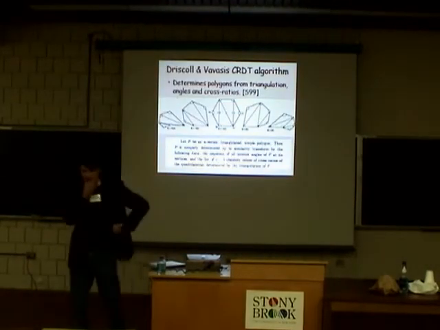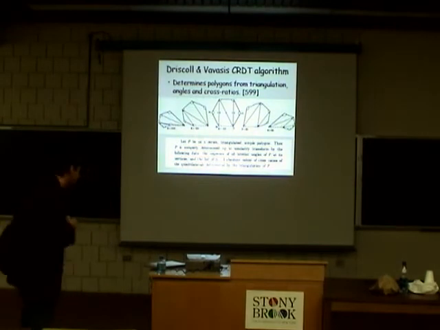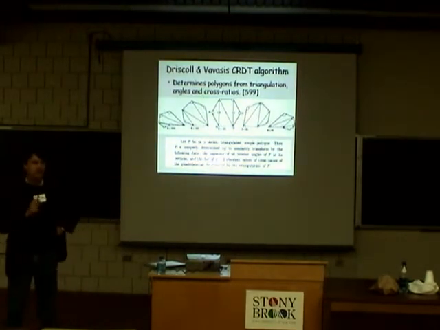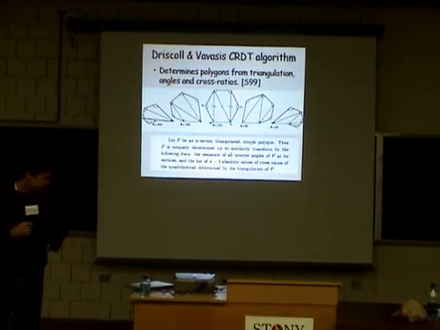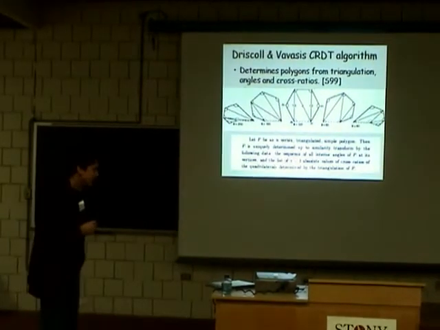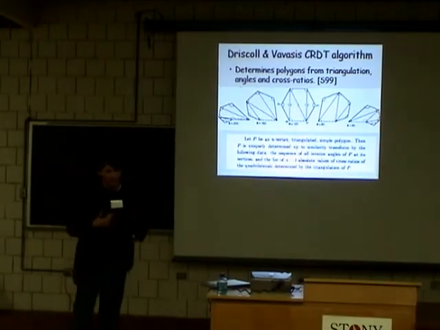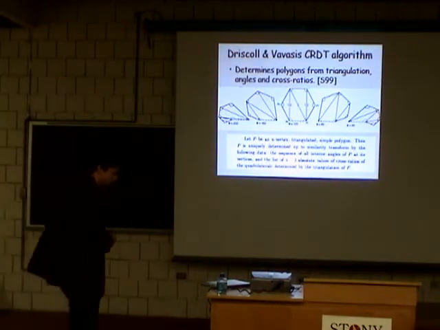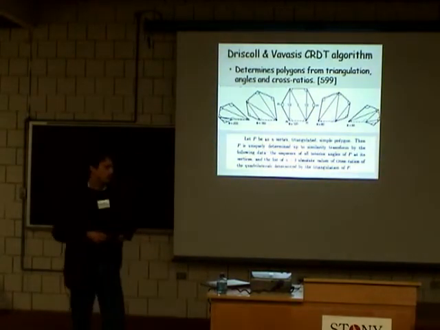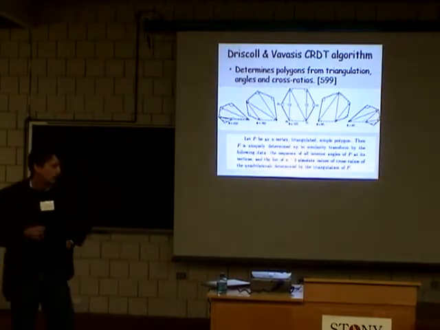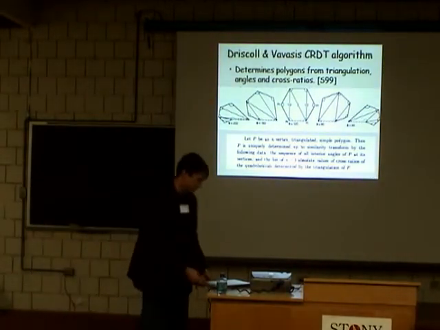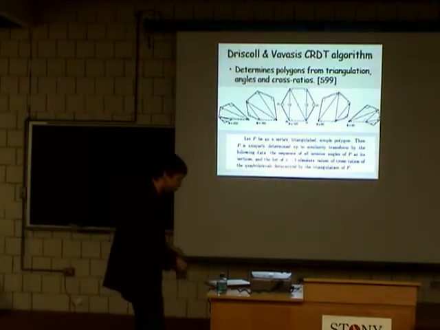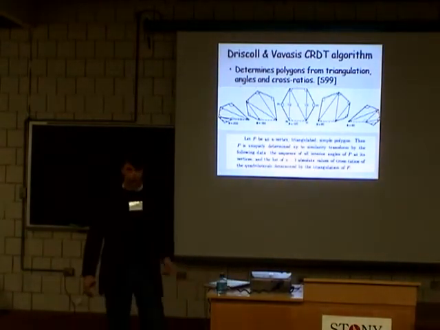So I thought I'd better say why I got invited here, for which I thank the organizers. I think it was because I heard from Marshall Bern a conjecture from Steve Vavasis and Tomasz Fortune about the Driscoll and Vavasis CRDT algorithm, where they asked whether you could determine polygons by being given a triangulation of the polygon, or combinatorially which vertices were connected by diagonals. And you were also given the internal angles of the polygon, and cross ratios of these edges. Whether that uniquely determined the polygon was a theoretical curiosity that came up in an algorithm in which they had a solution, but they just wanted to make sure things always worked.